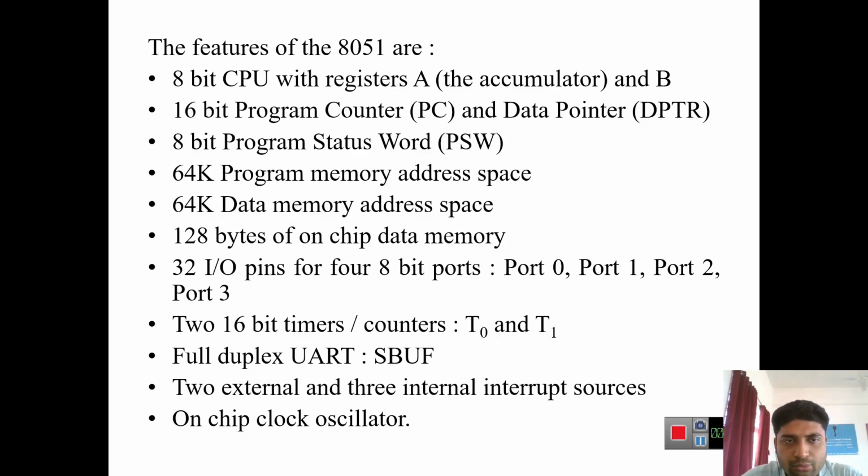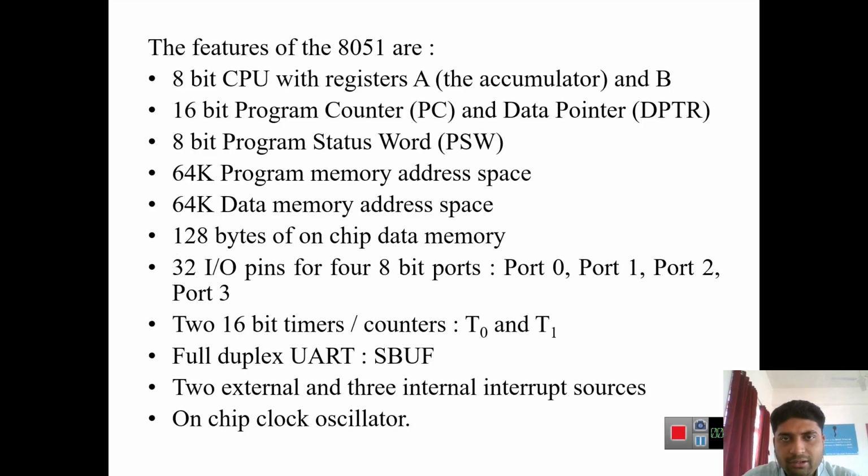Let us discuss the features of the 8051. It is an 8-bit CPU which has registers: the accumulator and the B register. It has a program counter which holds a 16-bit value, and a data pointer. Its memory space, as we already discussed, is 64 KB. Then it has 128 bytes of on-chip data memory. I already told you there are 4 ports: port 0, port 1, port 2, and port 3. Each port consists of 8 pins, so totally we have 32 I/O pins available.